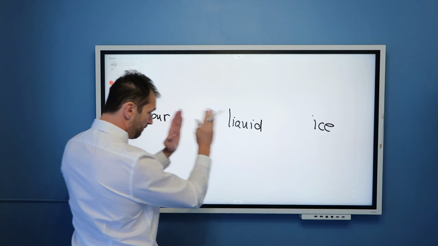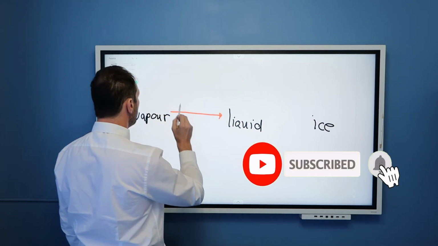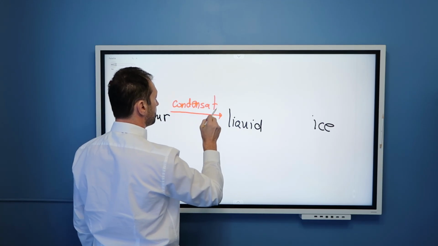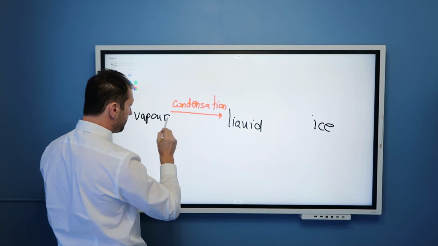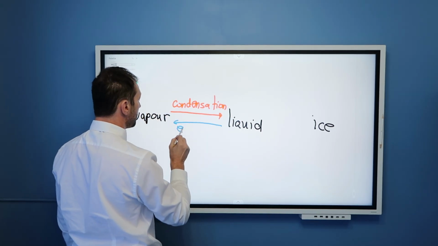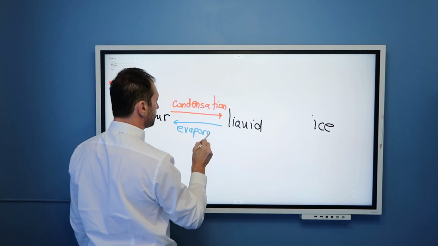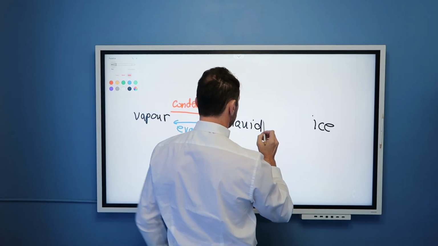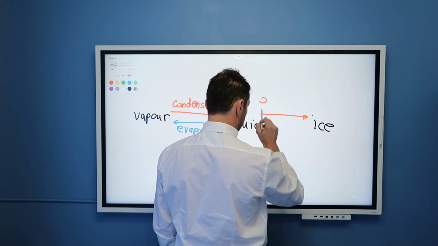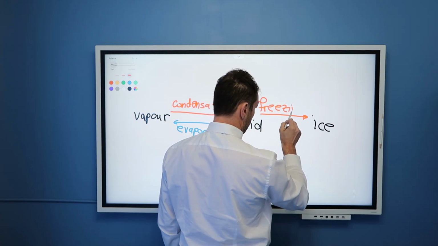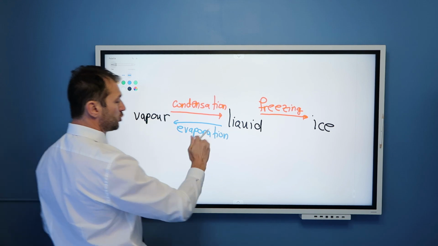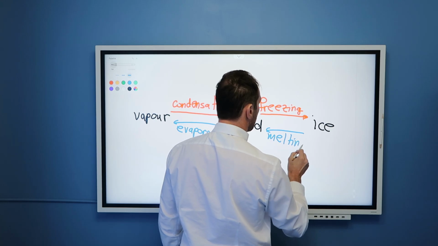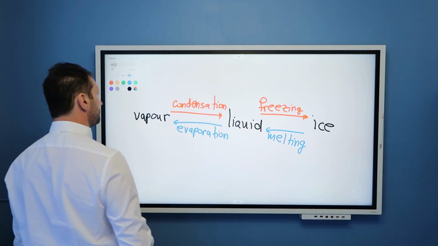Then transition from vapor to liquid is known as condensation. Liquid to vapor, of course, is known as evaporation. How about transition liquid to ice? Well, that's called freezing. And how about ice to liquid? Of course, that's called melting. We would say an ice cube is melting.